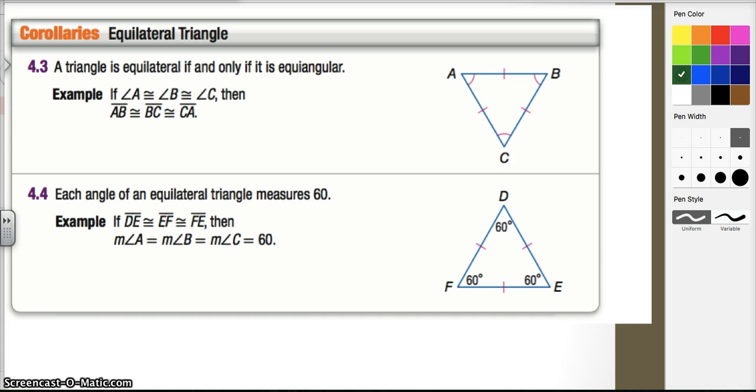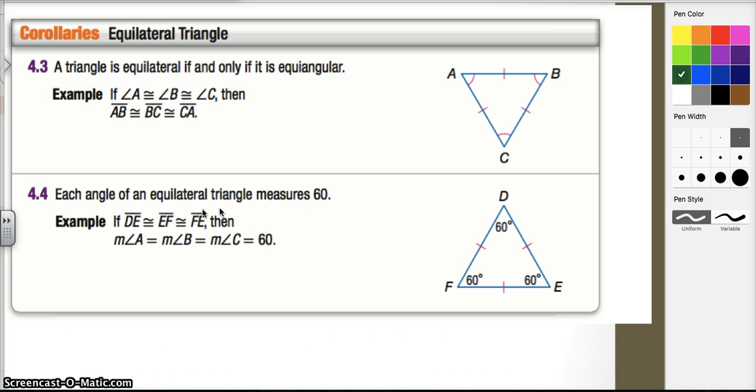All right. So in this theorem, we have a triangle is equilateral if and only if it's equiangular. So that means if you're walking down the street and you see a triangle and all the sides are congruent, then all the angles are congruent. Or, because of the if and only if statement, it means it can go either way. If you see a triangle where all the angles are congruent, then all the sides are congruent. If the sides are congruent, it implies the angles are congruent.